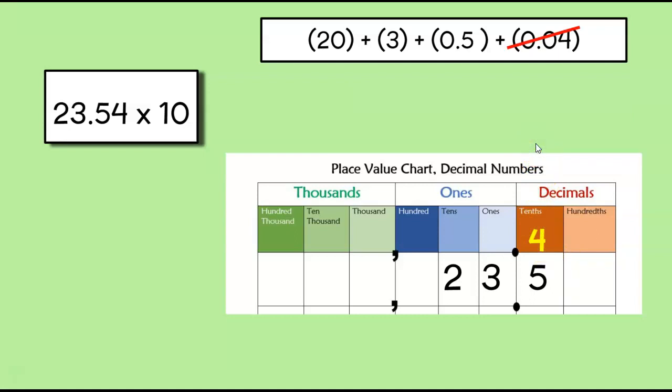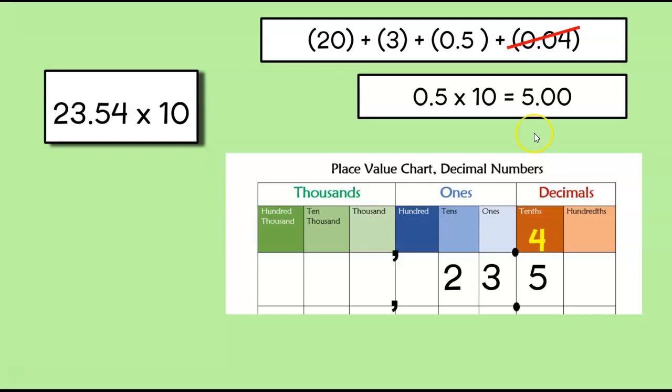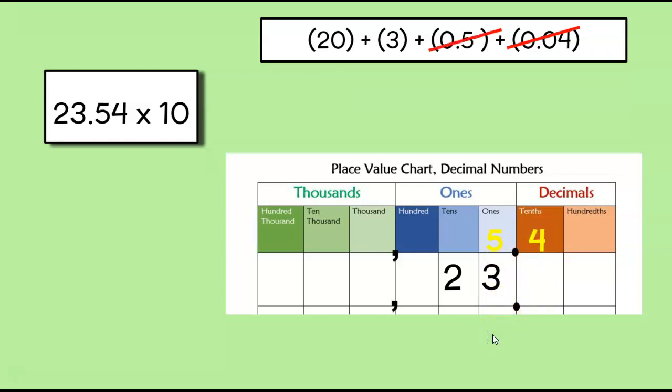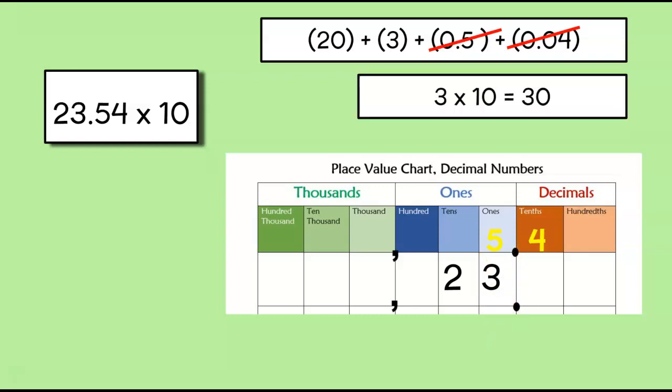Let's look at my 5 dimes. Well, if 10 people gave me 50 cents, I would have $5. So I'm going to take my 5 and move it over to the ones place to show my $5. And we're almost there. We're going to do our 3 now. $3. 10 people give me $3, I'm going to have $30, right? So I'm going to take this 3 and move it over to the tens place.